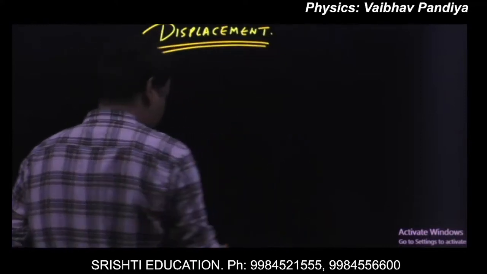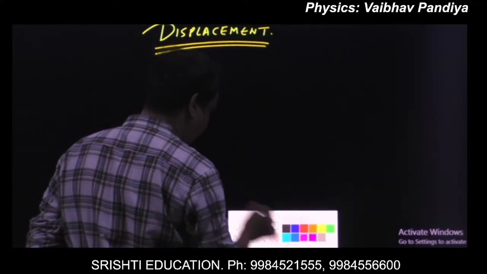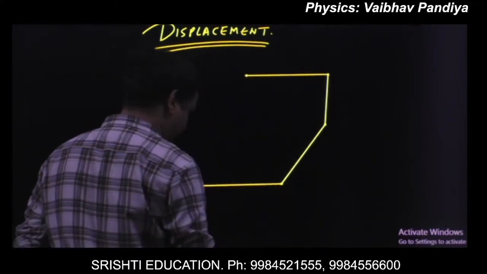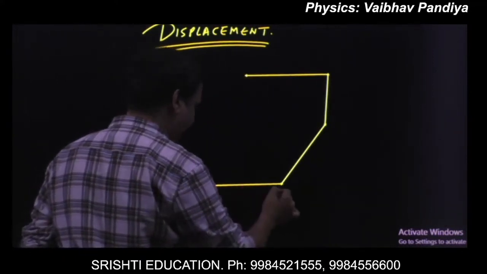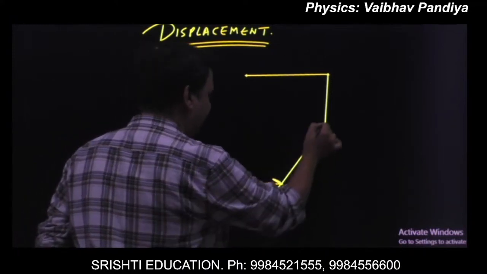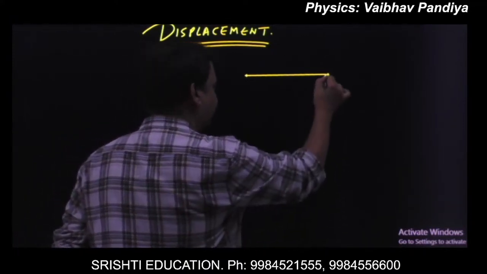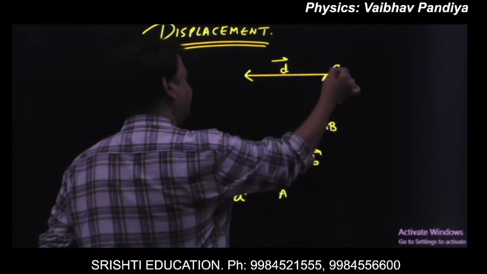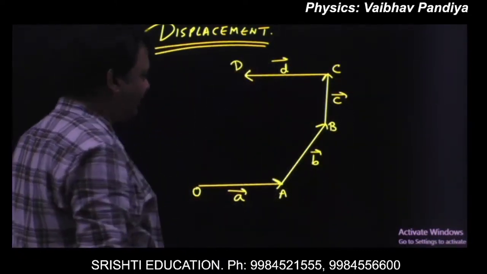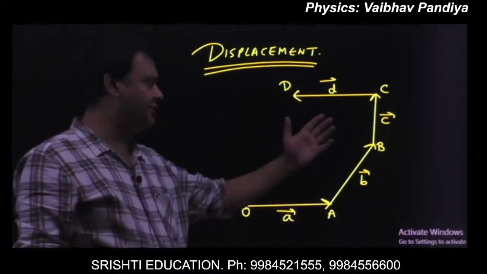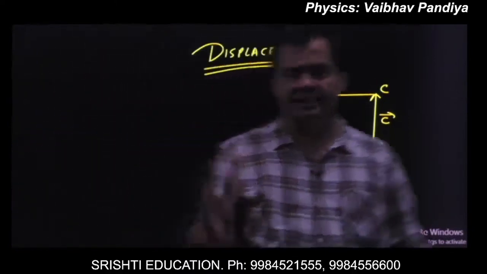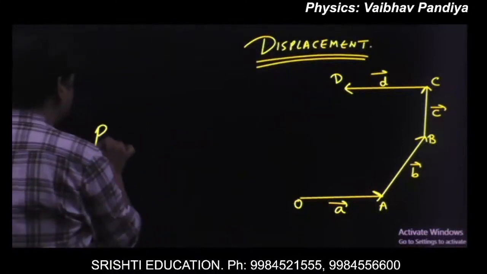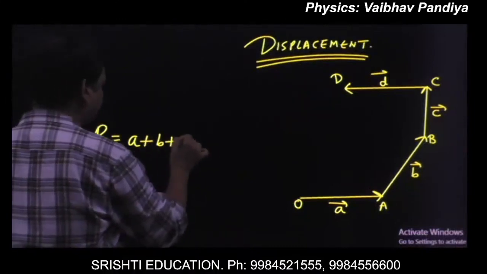Now suppose you are going from point O to A to B, B to C, C to D. First you are covering a displacement vector A, then you are covering a displacement vector B, then you are covering a displacement vector C, and finally you covered a displacement vector D. This was point B, C, and D, and then you stopped. So basically there are 4 displacement vectors, A, B, C, and D. Now we have to find a single displacement vector, which will be the sum of the 4 displacements.